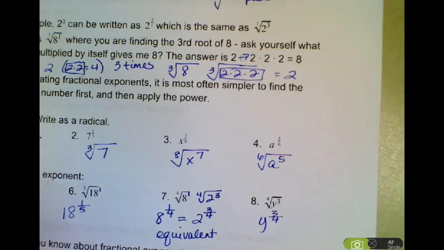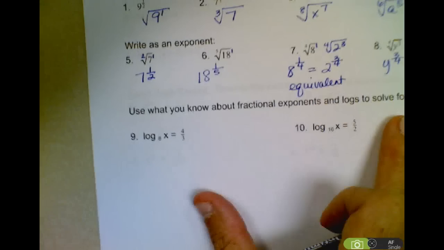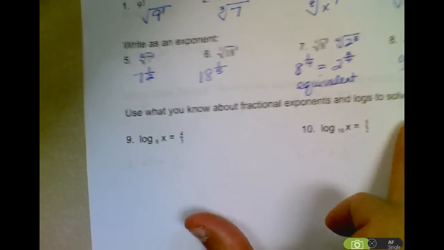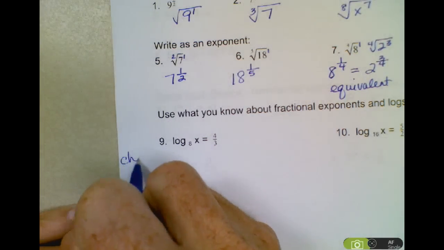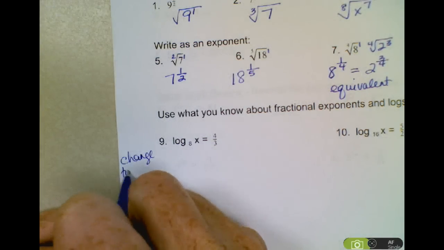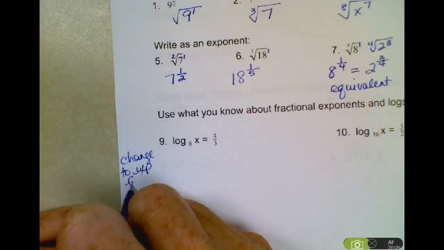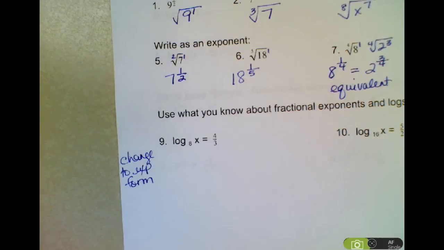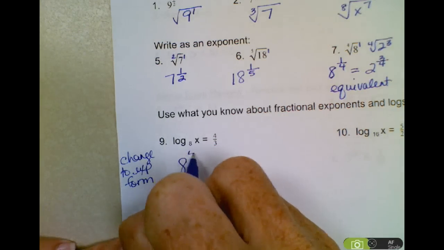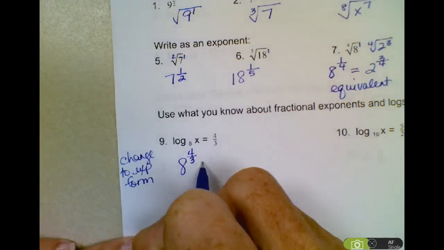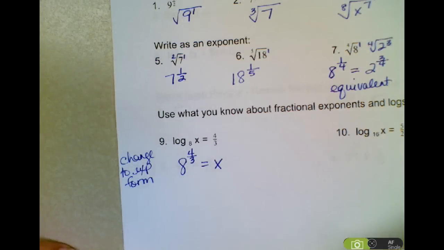Okay? So now you're going to use what you know about fractional exponents to solve some of the logarithms. The easiest thing to do is change to exponent form. If you can with logarithms, you're going to do that because it's definitely going to make life easier for you. So that would be our base is 8. I'm raising it to the 4/3 power, and that's going to give me x.